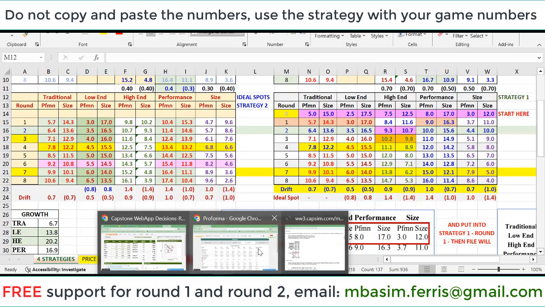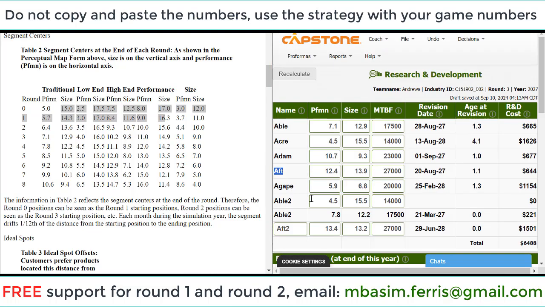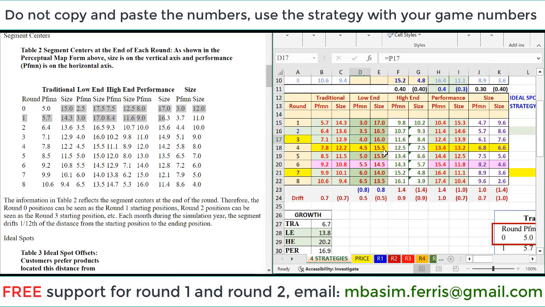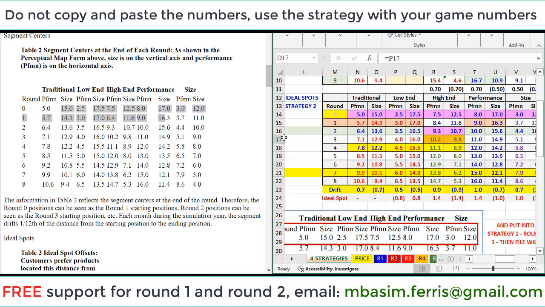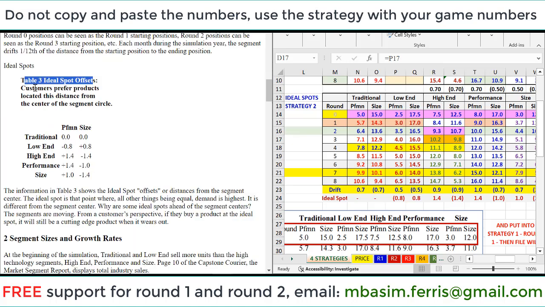If you look at the industry condition report, you see this table, and this table is integrated into the Excel file. You can see the right numbers here. Remember we also have table 3 here, the ideal spot. Each round, in order to sell best, we need to update the product one more time to move the product to the ideal spot.